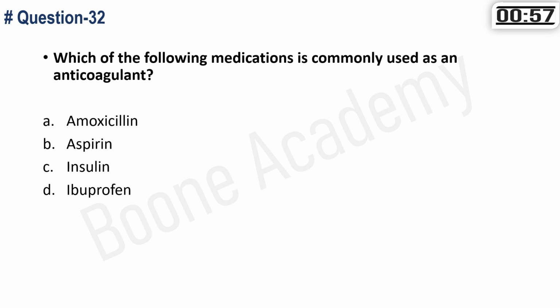Question 32. Which of the following medications is commonly used as an anticoagulant? A. Amoxicillin. B. Aspirin. C. Insulin. D. Ibuprofen. You have 1 minute to answer your question.